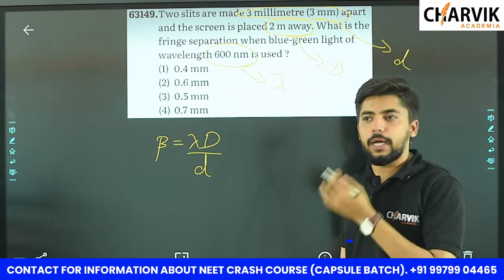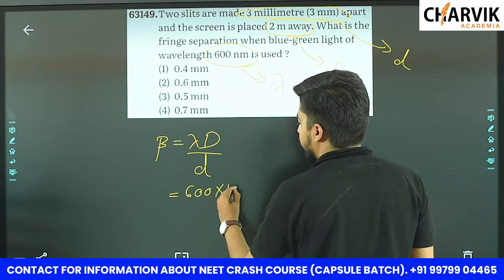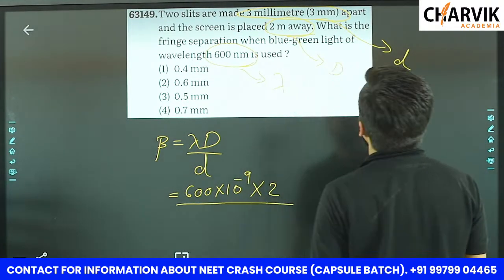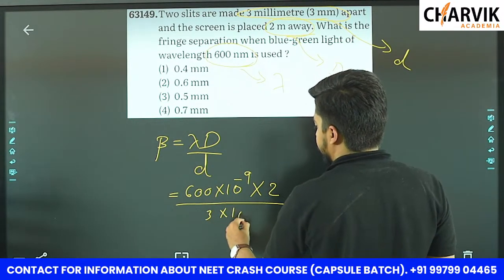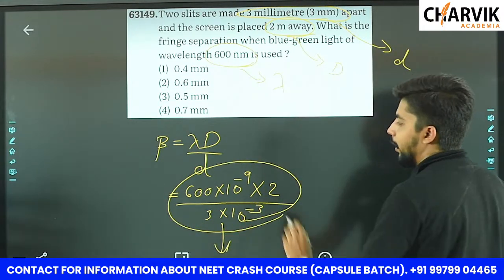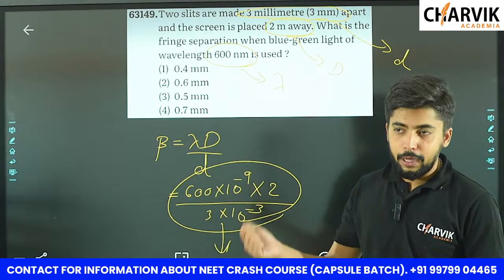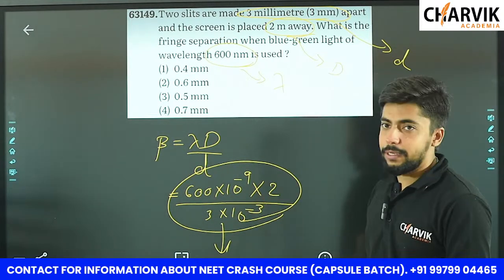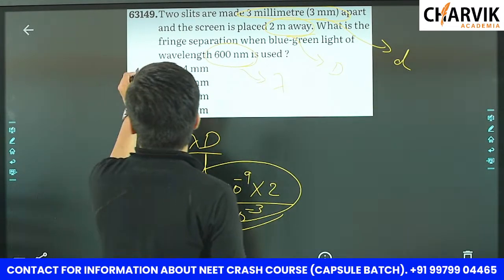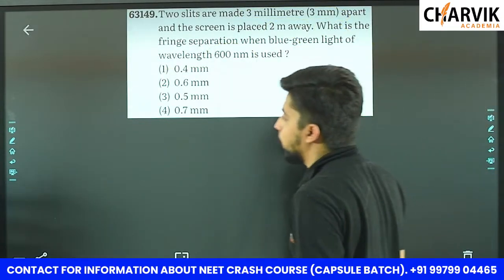All the three values are given in the question. Place the values: lambda, which is 600 into 10 raised to minus 9, into capital D, which is 2, divided by small d, which is 3 into 10 raised to minus 3. Solve this further. There is no more calculation, it is a very small calculation. We have seen one or two questions which have a lengthy calculation; with respect to that, you can solve it very easily. After calculating these terms, you will get the answer 0.4 mm, which is given in the first option, which becomes your correct answer.